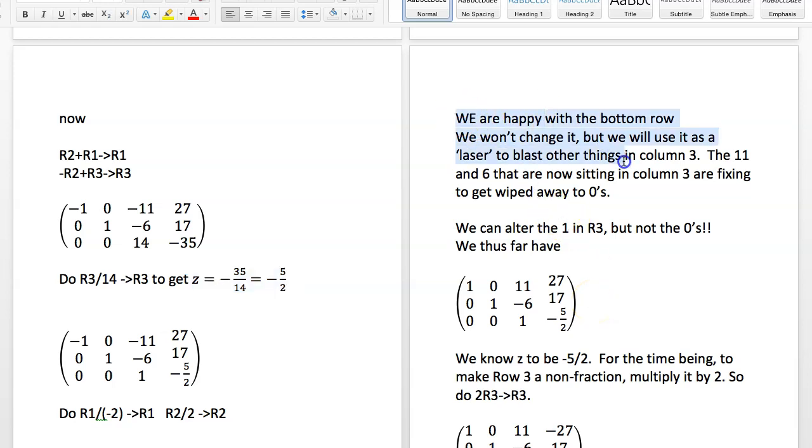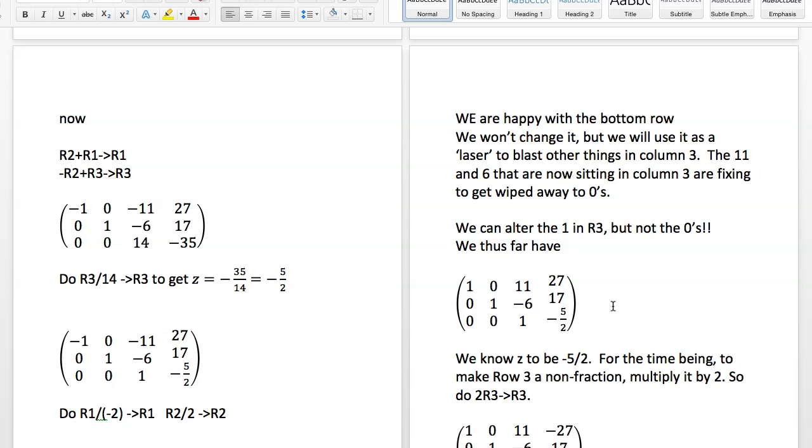Now, we're happy with the bottom row. We can't do a pivot call ever again in the bottom row. We can use it, a billion times if we want to. We just can't do any more pivot calls down there. We can't place anybody down there, in other words.